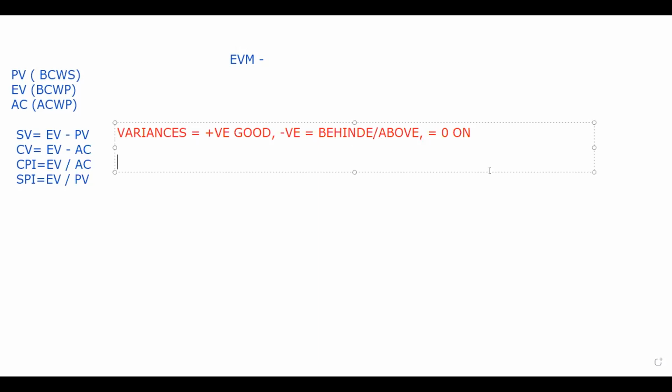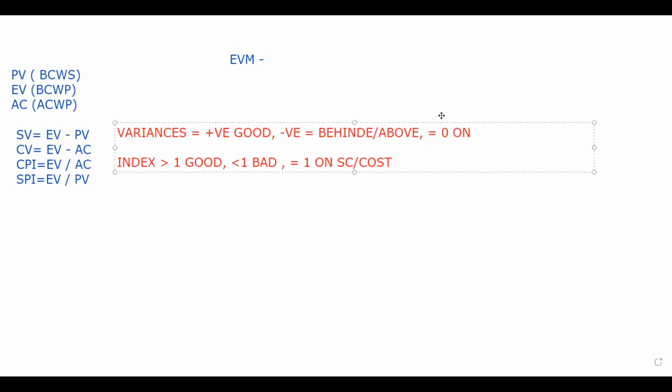If the result of your index is greater than 1, it means you are good. If the result is less than 1, it means whatever you are investing or spending, you are losing. So this is bad, or you are behind and over schedule. If it equals 1, then it means on schedule and on cost.